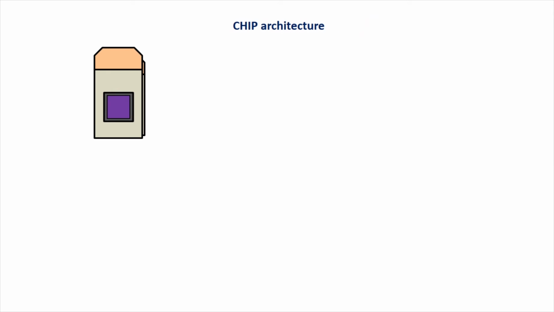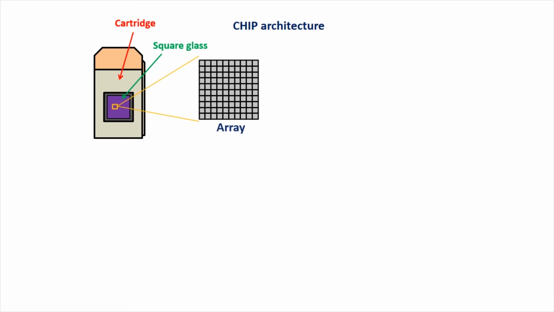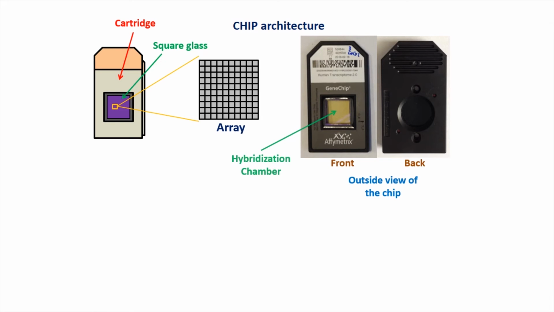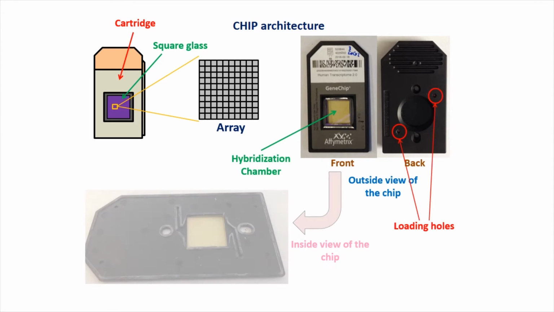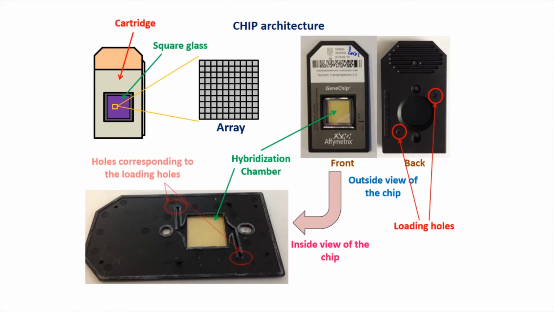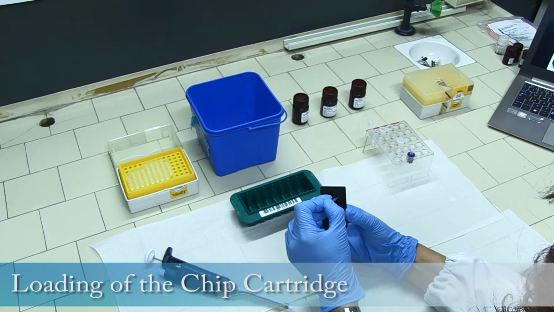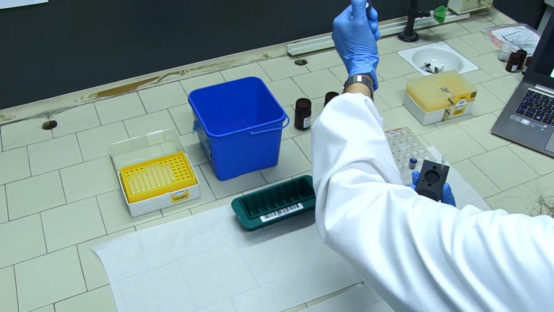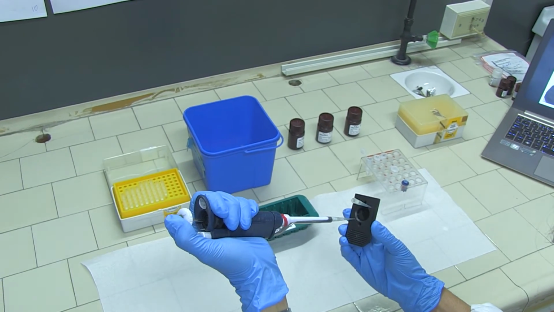The chip probe array consists of a square glass, 1.28 cm per side, mounted in a plastic cartridge. The array of oligoprobes is fixed on the inner glass surface. A plastic chamber is under the glass and acts as a reservoir where hybridization and washing occur. 2 holes in the back of the chip allow the loading of the chambers with solutions and its connection to the fluidic station. To load the chip with hybridization mix, I introduce the tip of a micropipette in one of these holes and the micropipette in the other one.